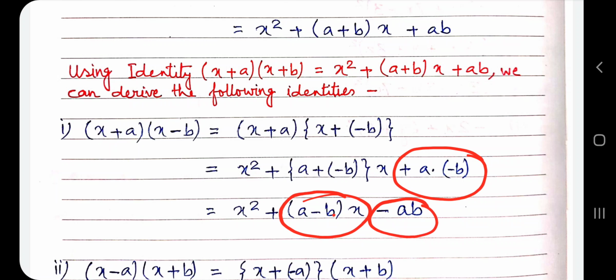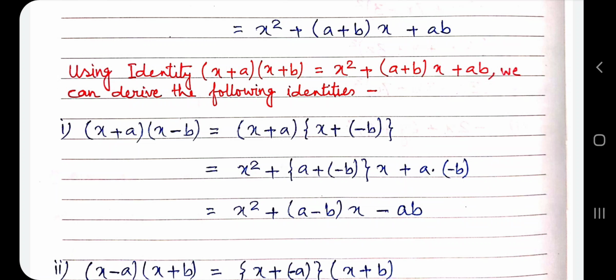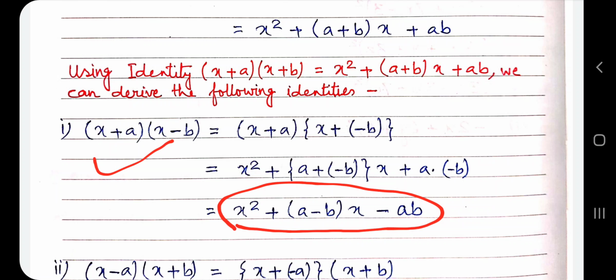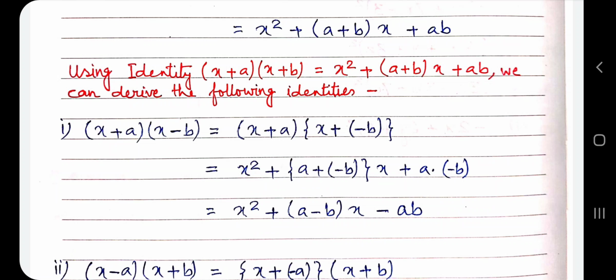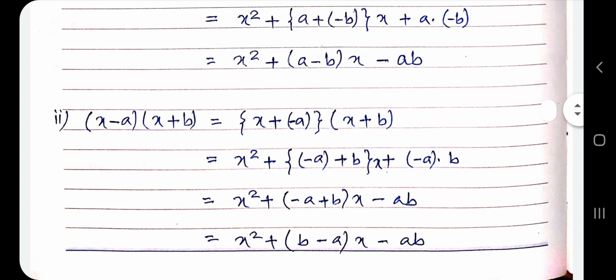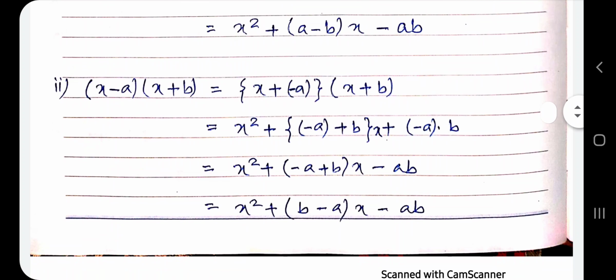So this is the product of x plus a into x minus b, which is equal to x square plus a minus b times x minus ab. Now we will see the second part, which is derived on the basis of the above identity.